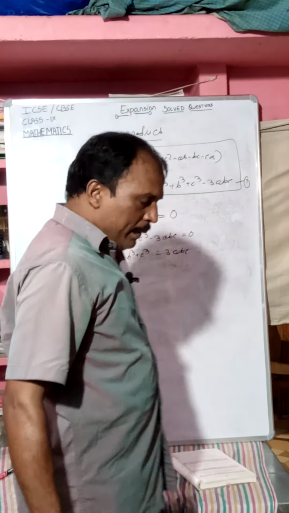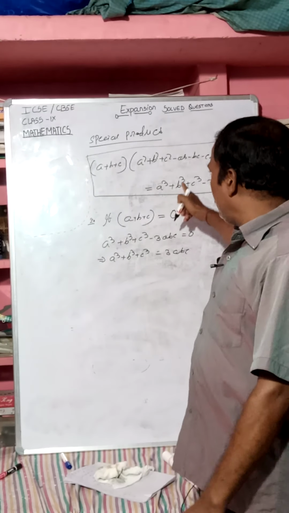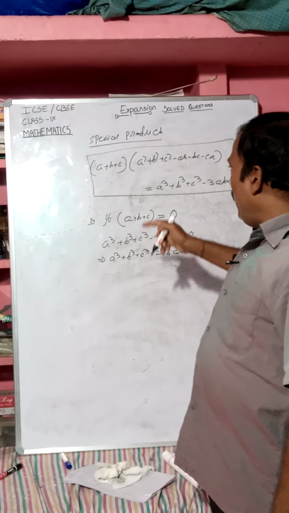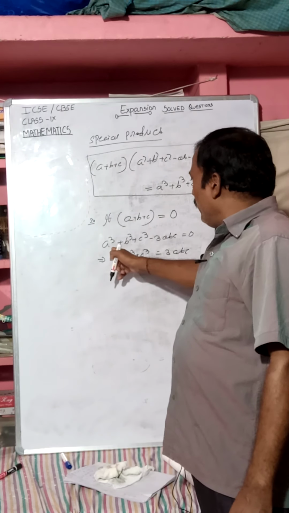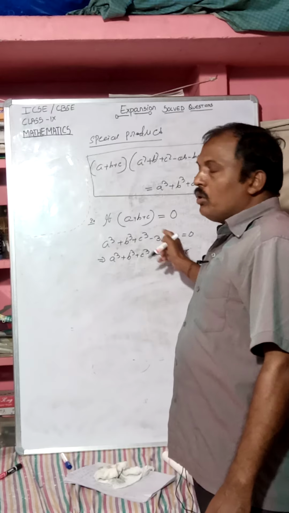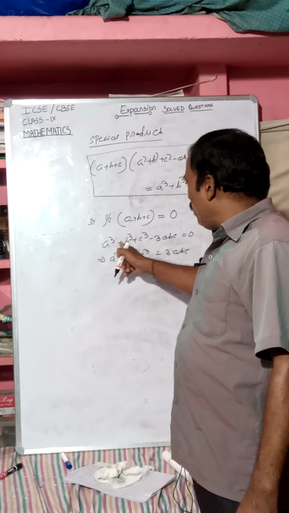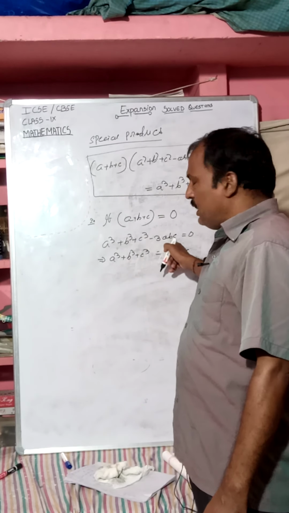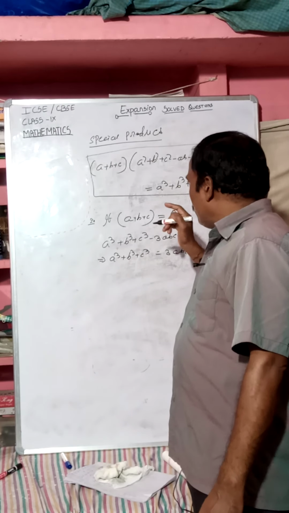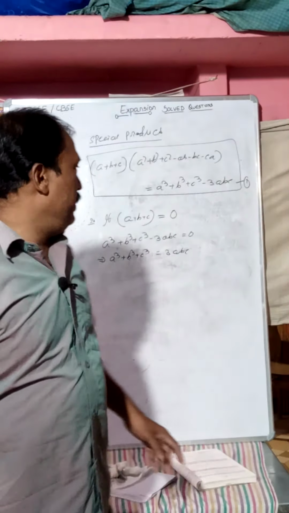In this formula, if a plus b plus c is given as 0, then a cube plus b cube plus c cube is equal to 3abc, because a cube plus b cube plus c cube minus 3abc is equal to 0, so a cube plus b cube plus c cube is equal to 3abc.